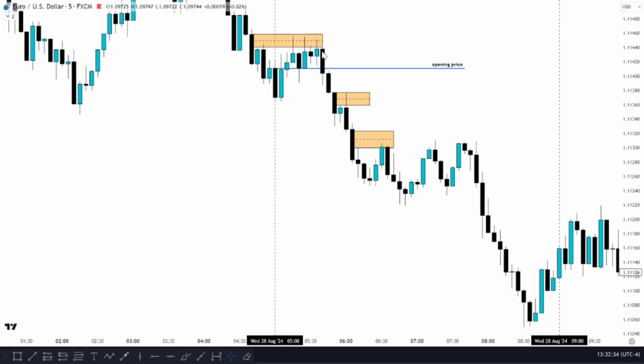This is precision, having a precise way of entering. I've explained this is one of the models. We have many models which will fit your style in the FOREX Trading Empire community.